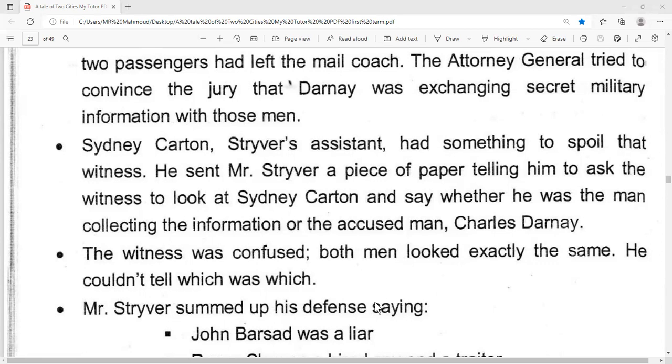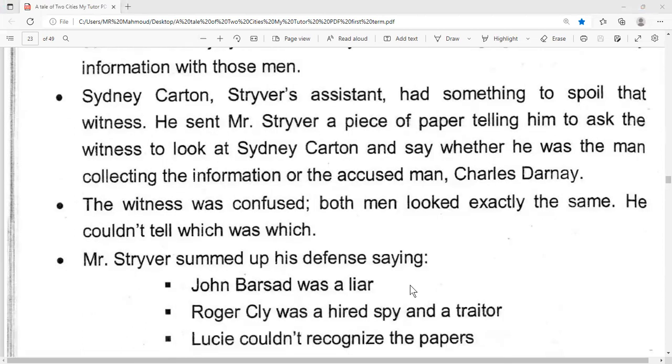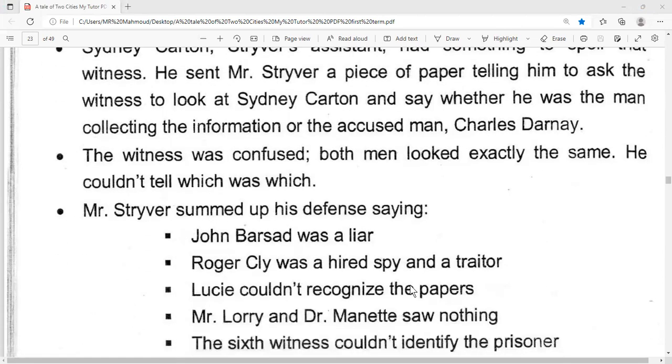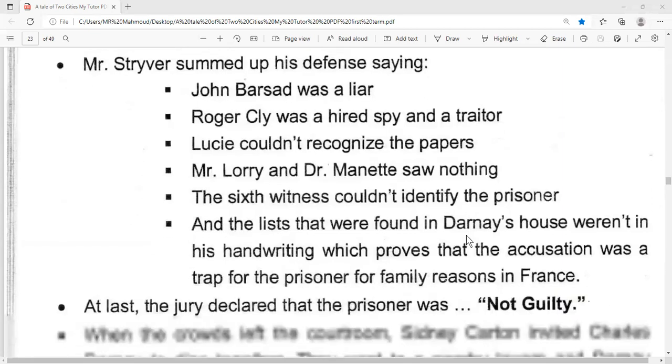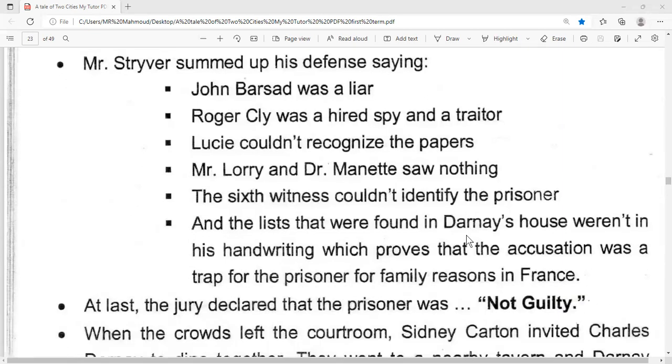The witness was confused. Both men looked exactly the same. He couldn't tell which was which, أيهما. Mr. Stryver summed up his defense saying Joe Parsard was a liar, Roger Cly was a hired spy and a traitor. Lucy couldn't recognize the papers. Mr. Lorry and Dr. Manette saw nothing.